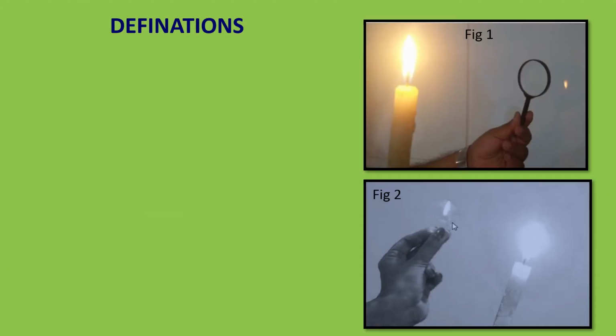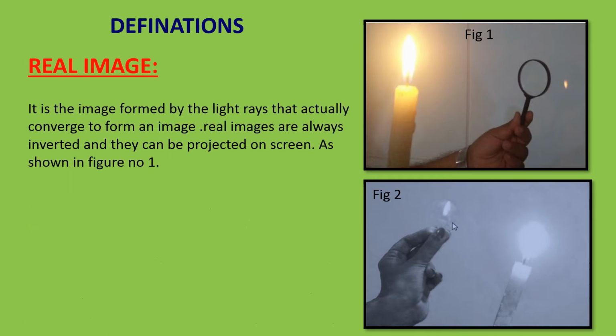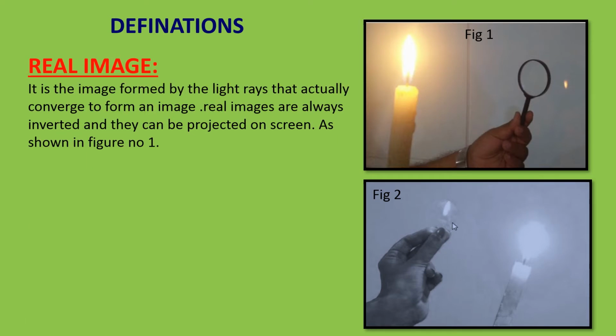In order to proceed further, you need to know few definitions. The first definition is of the real image. It is formed by the light rays that actually converge to form an image. Real images are always inverted and they can be projected on screen as shown in figure number 1.